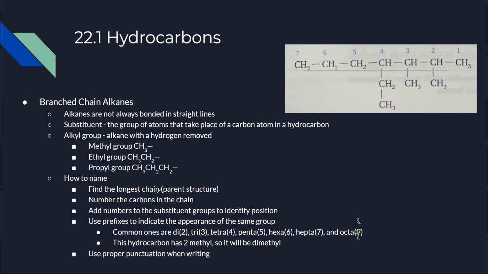And then use the numbers to identify its position, and use the prefixes to indicate the appearance of the same group. There's one ethyl group over here, so this is 4-ethyl, and then you add another comma. Then, as there are 2 methyl groups at 3 and 2, you just do 2,3-dimethyl.